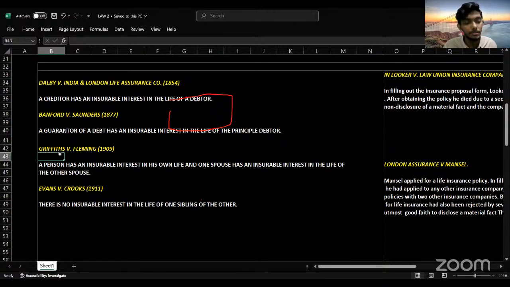But Lamai, if the children are above 18, parents can't obtain what? There is no insurable interest between parents and children. Once again, I'll explain it nicely.